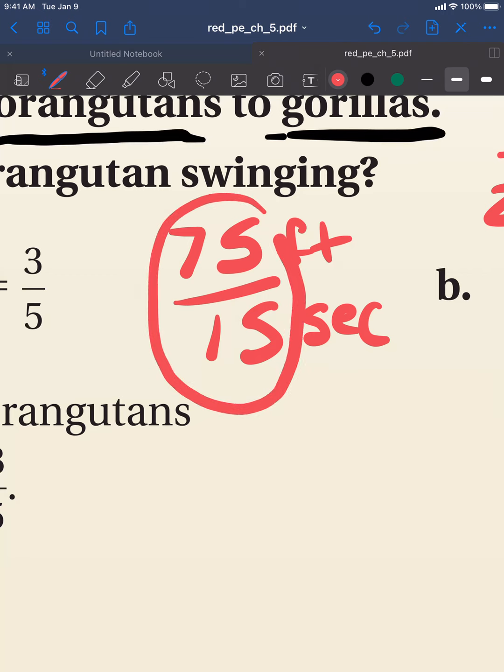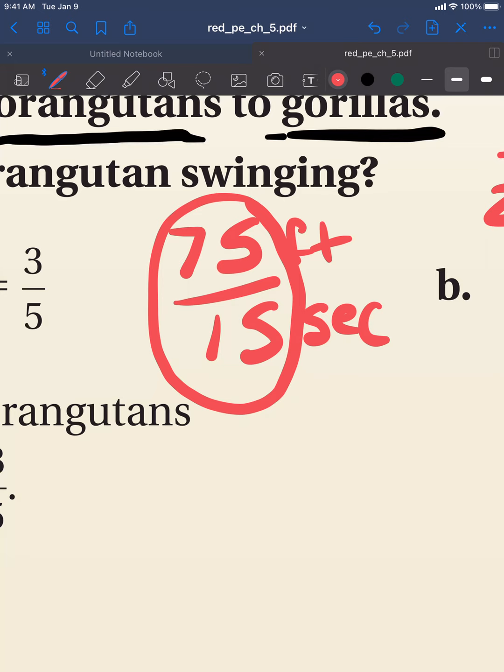75 over 15, is that a unit rate? No. When I'm driving to Great Falls and the speed limit sign says 70 miles per hour, that is a unit rate, right? What if I said the speed limit was 40 miles per 15 seconds? I can't calculate that in my car very easily, right? Same thing with this gorilla swinging. I would never say a gorilla swings 75 feet per 15 seconds. I need a unit rate.